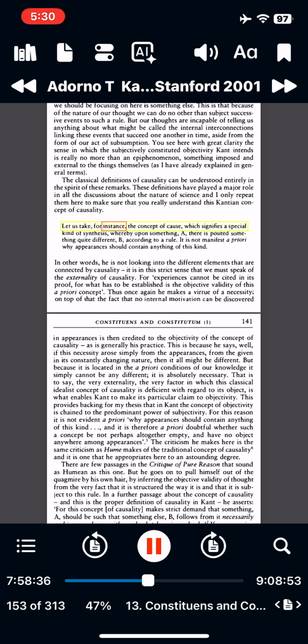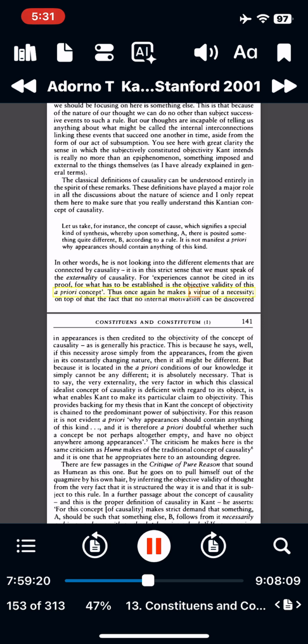Let us take, for instance, the concept of cause, which signifies a special kind of synthesis, whereby upon something, A, there is posited something quite different, B, according to a rule. It is not manifest a priori why appearances should contain anything of this kind. In other words, he is not looking into the different elements that are connected by causality. It is in this strict sense that we must speak of the externality of causality. For experiences cannot be cited in its proof, for what has to be established is the objective validity of this a priori concept.